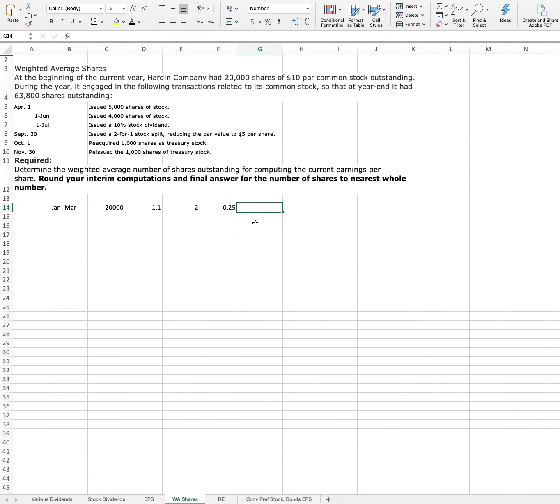And then we can multiply across, and we're going to use the round function so that it rounds to the whole number like the problem told us we need to. So we'll type equals round, open parentheses, the number of shares times our 10% stock dividend times our 2 split times our quarter of a year, comma, now it's asking how many digits do you want to round to, and that's going to be 0 because we want a whole number, close parentheses, and we have 11,000. And so now we need to keep doing this for the different situations we're looking at.